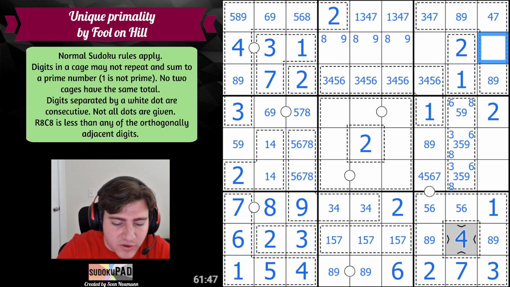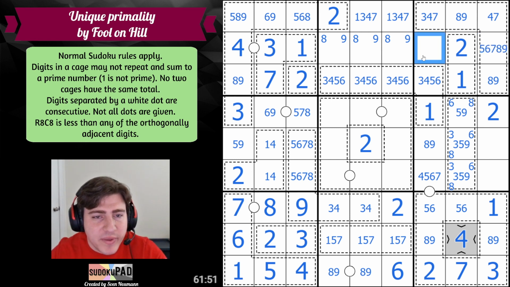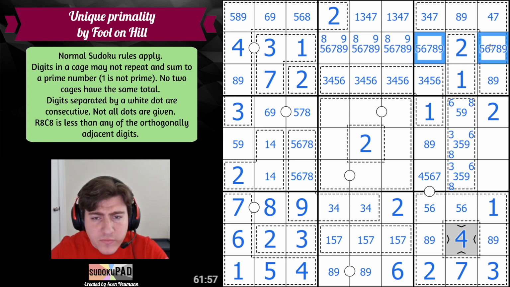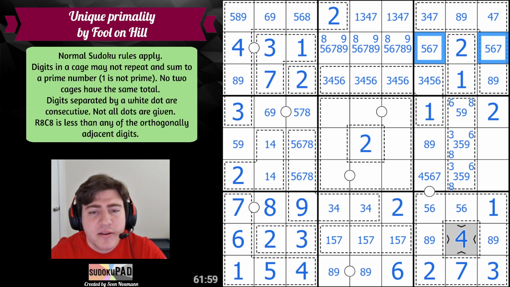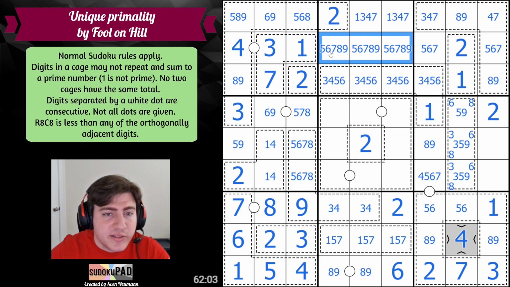I guess I can pencil mark the minimums here. 5, 6, 7, 8, 9. Actually, it's the same here. Just completely across. 5, 6, 7, 8, 9. Where neither of these can be 8, 9. 8, 9 is pretty useless as a corner mark now.